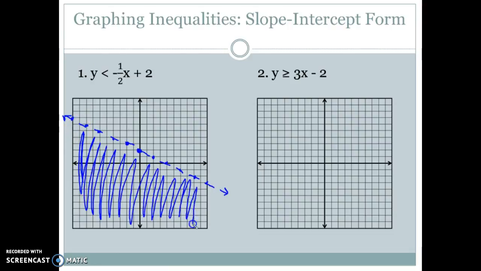So if it's in slope-intercept form, and you have y by itself, if it's less than, you shade below the line, greater than, you shade above the line. Okay, but y has to be by itself.